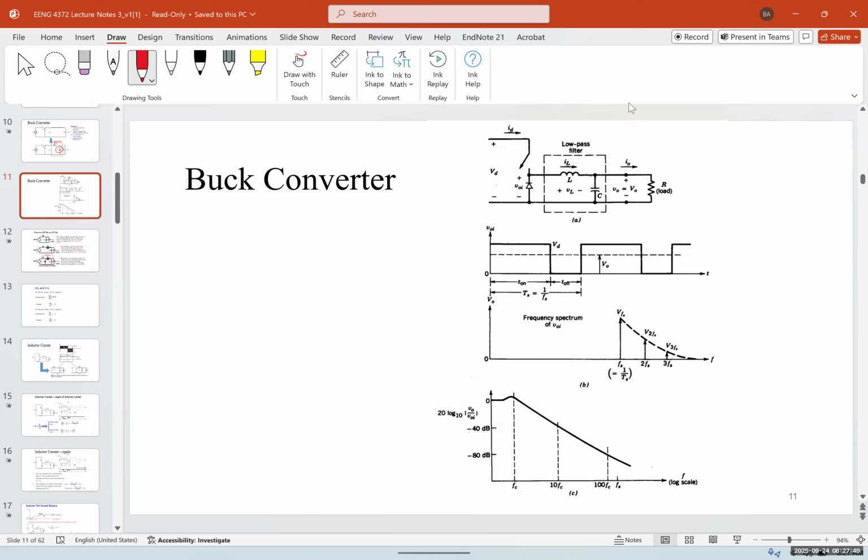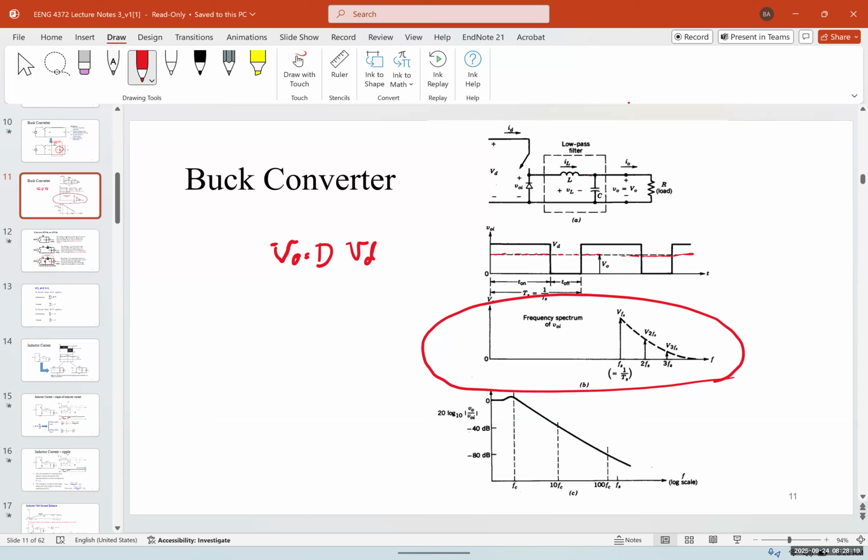Now, the output signal for this will look something like what you see in these graphs. So the output voltage would hover around the average voltage. Again, this voltage Vout would be equal to D times VD, the input voltage. And the other thing that we have is the frequency spectrum. Are you familiar with the frequency spectrum? Fast Fourier transform. Did you pass signals and systems? Okay.